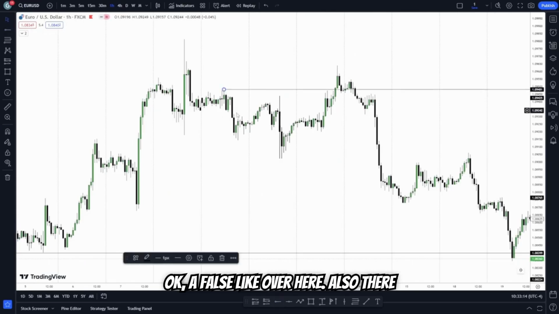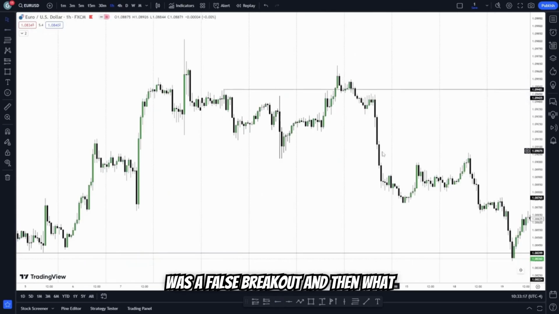Over here also there was a false breakout, and then what happened? Price kept on falling. So every time look for a false breakout, and then take your trade or place your limits over there and just target 1:2. That's how simple it is.